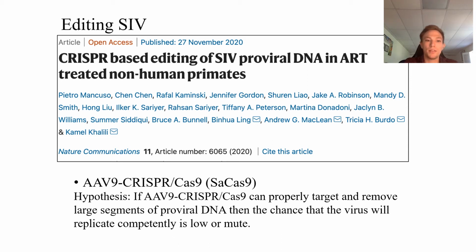And they hypothesize that if AAV9 CRISPR-Cas9 can properly target and remove large segments of proviral DNA, then the chance that the virus will replicate competently is low or moot. So by delivering this CRISPR-Cas9 to these infected cells, the chances that these cells replicate is very low or zero. So first, what exactly is CRISPR?